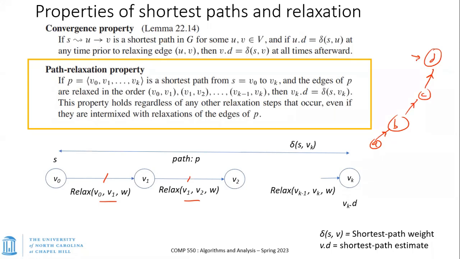And this is also true if you have intermediate relaxations. So if you relax this first, and then let's say you relax another path, and then you come back to this, and then you go through this. You could go through other relaxations as well, and it is still guaranteed that the final estimate is the shortest path weight.